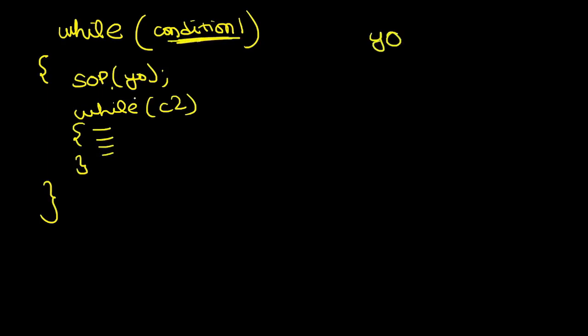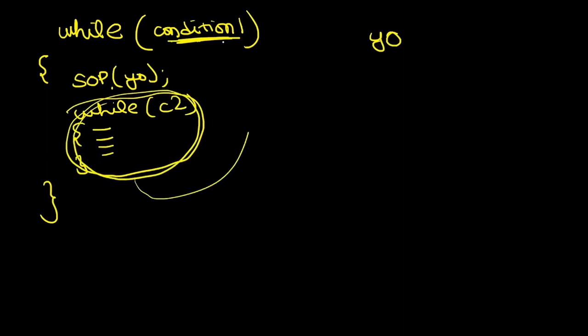You will print yo, and then this while loop will run entirely. Only when you come outside this while loop will you go to the outer while loop once again. Understand it like this, guys: when you enter inside this while loop, first of all the entire body of this while loop will run, and then only you go back to condition 1.